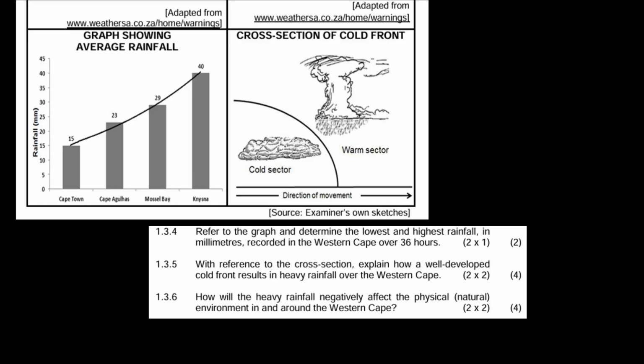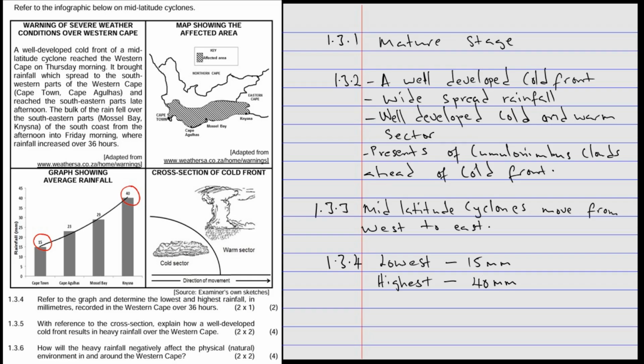1.3.4. Refer to the graph and determine the lowest and highest millimeters of rainfall recorded in the Western Cape over 36 hours. The lowest rainfall recorded is 15 millimeters and the highest is 40 millimeters.